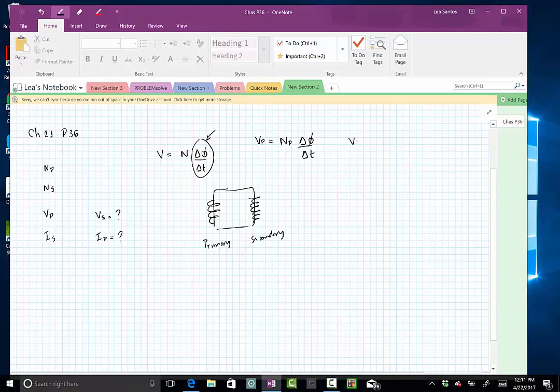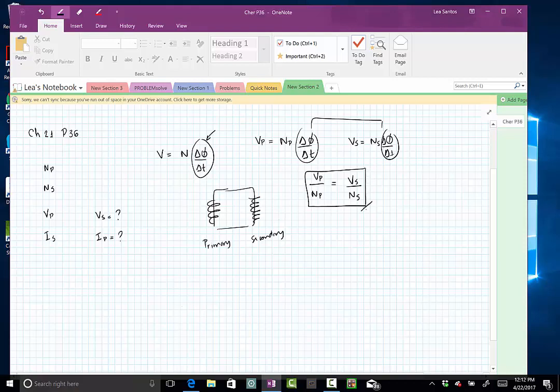In the secondary, I'll have the same equation, but with this index S, apart from the flux, which is still the same. So this is still the same. So now I'm going to connect the two by saying that this ratio of the primary voltage divided by the number of turns in the primary coil is equal to the voltage in the secondary divided by the turns in the secondary. So this is the equation.